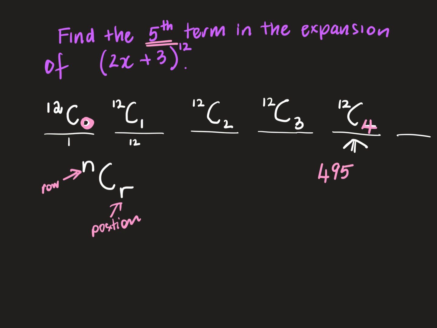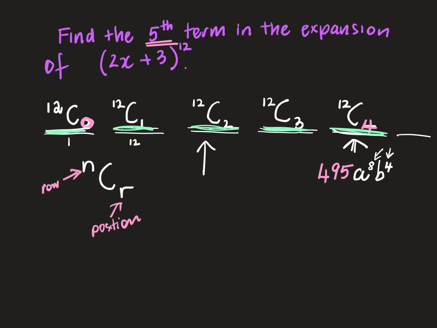Now I'm going to think about my A term next. And that's going to be a to the power of, well, 12, 11, 10, 9, 8. Then I'm going to think about my B term. And remember here I can count up from 0: 0, 1, 2, 3, 4. B to the power of 4. Now notice that these two numbers here add up to 12. They always add up to 12, both of them.